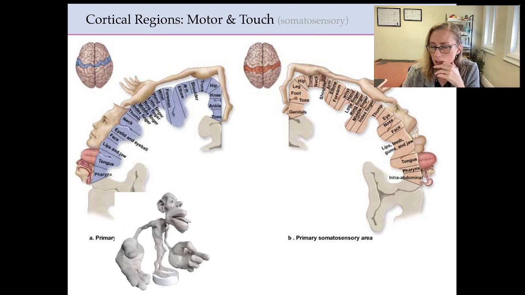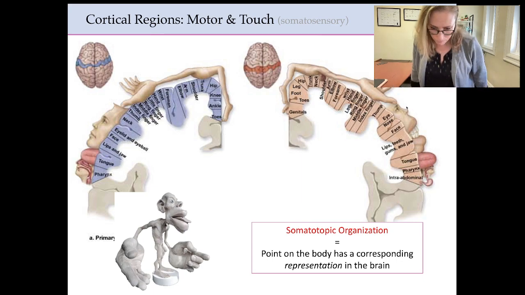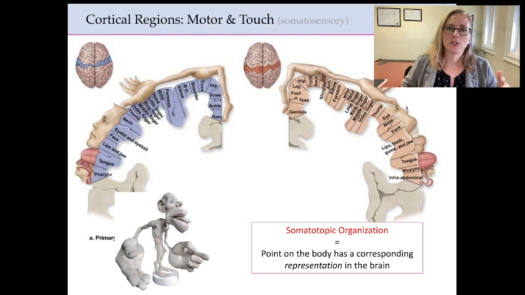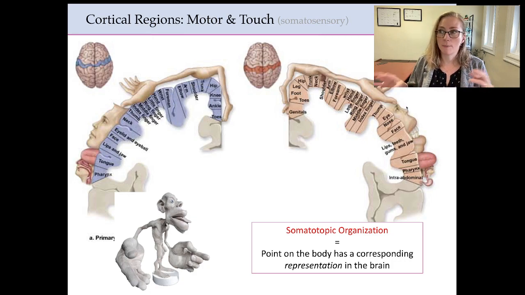The homunculus, right? So this guy is the brain's representation of your body. Giant hands and giant face and lips and tongue, because that's where we spend the majority of our cortical resources. And so this idea of somatotopic organization is the idea that we have a point-to-point correlation. A point on your body corresponds to a point on your brain map, right? So somatotopic, meaning the topographical organization, so to speak, right?